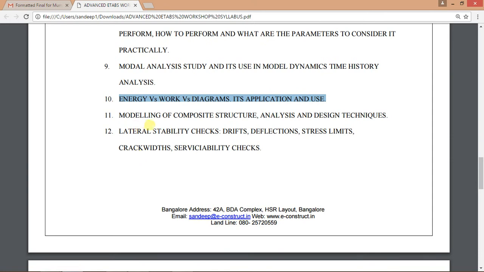The 11th part is the modeling of composite structures. Not only composite, we'll be checking the RCC structure, the steel structure, as well as composite structures, that is steel plus RCC. So how to model composite structures and steel structures in ETABS, that we'll be studying. The last part is also extremely important, which is the lateral stability checks.